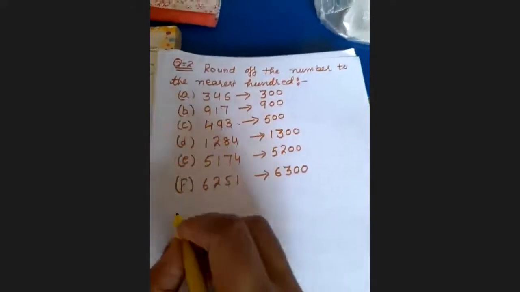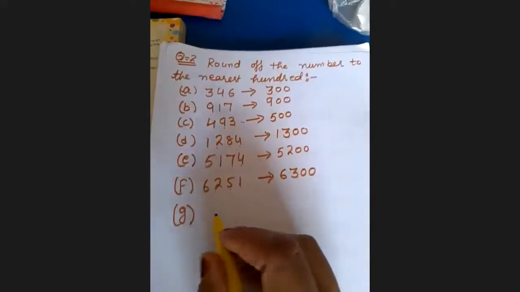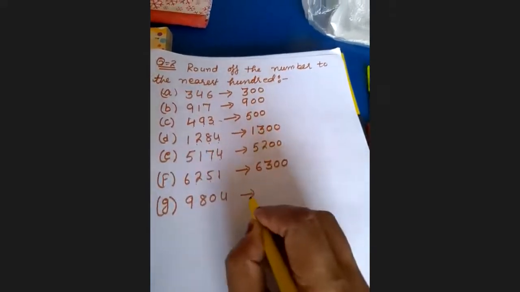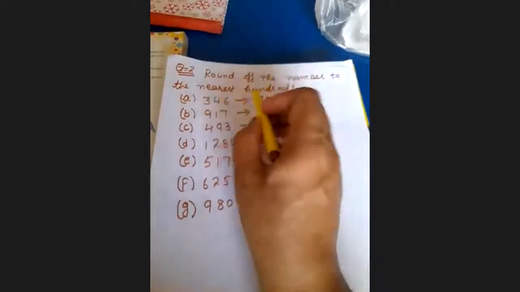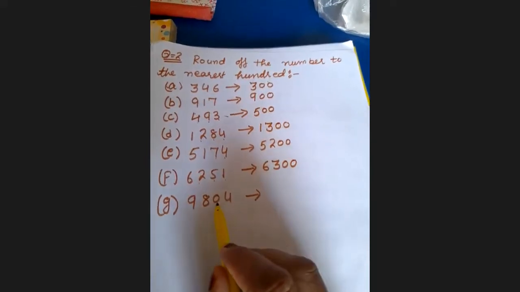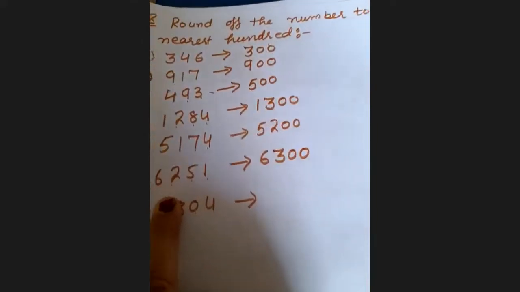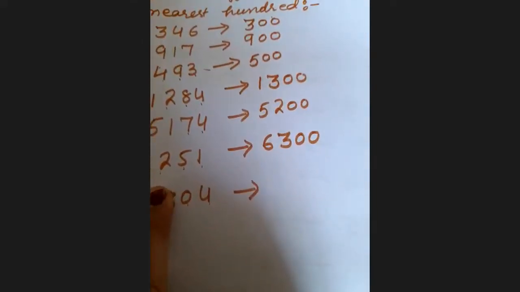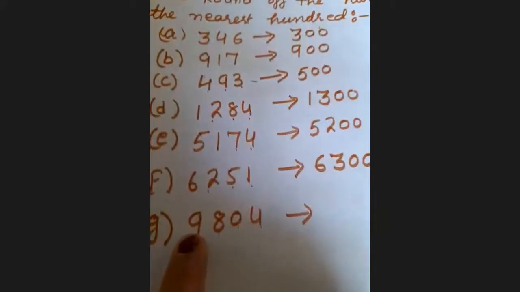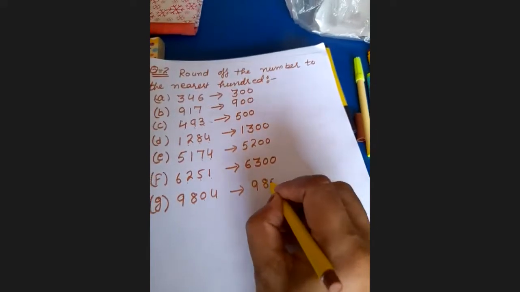Next is part G. Now your number is 9,804. We're rounding off the number to the nearest 100. So put your finger at the 100 place value number. Ones, tens, hundred. And observe the next number. That is 0. 0 is less than 5. So the nearest value will be 9,800.